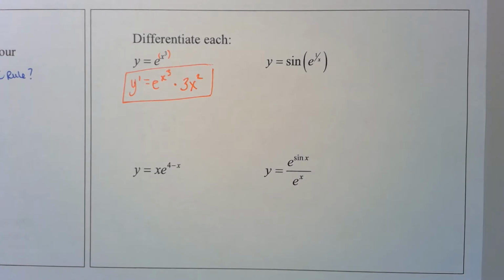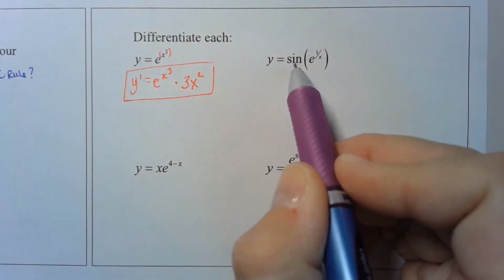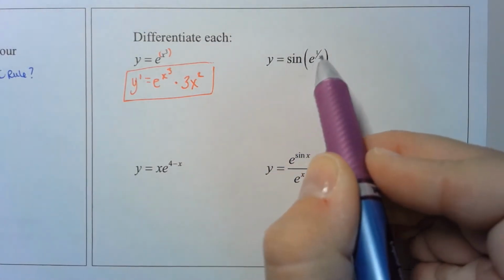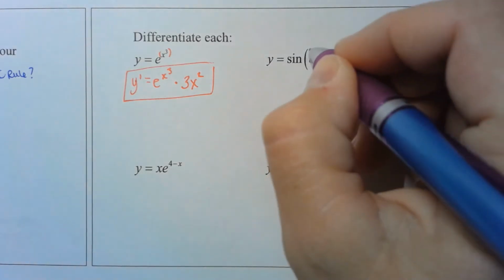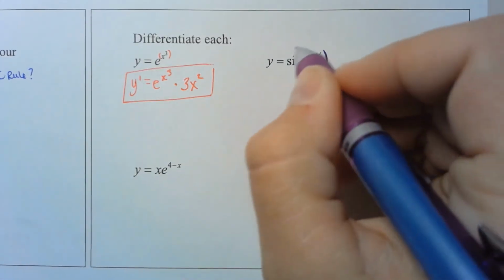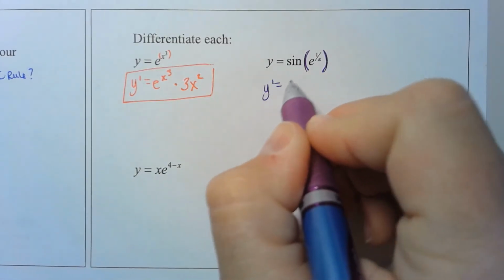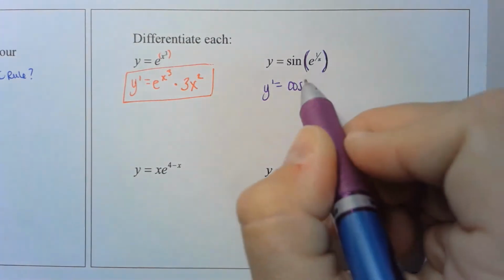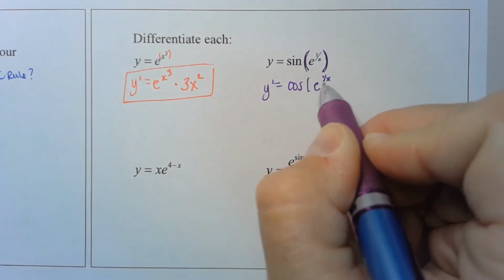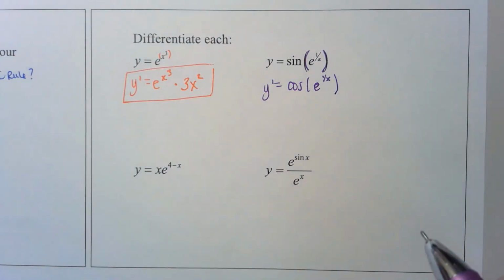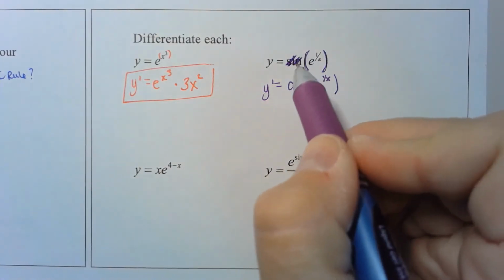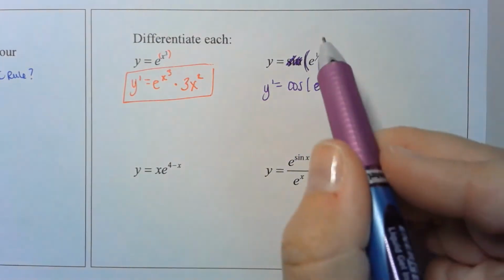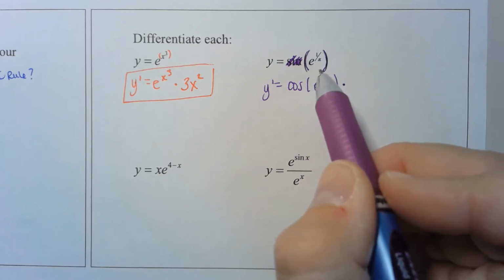Let's take a look at the one to the right. We have y equals the sine of e to the 1 over x. Got a lot of chain rules going on here. So on the outside is the sine. So we start with the cosine of e to the 1 over x. That's an e. The chain rule says multiply by the derivative of the inside.